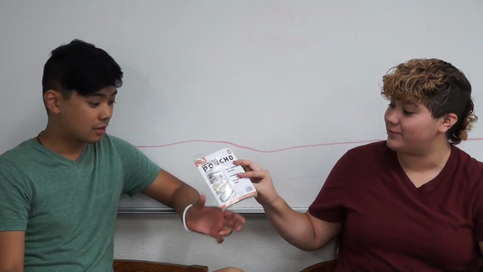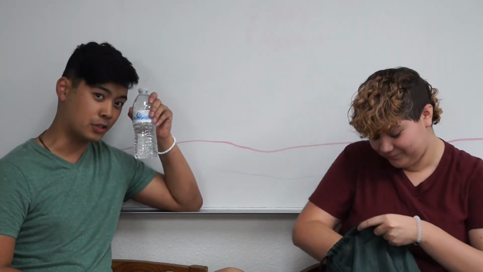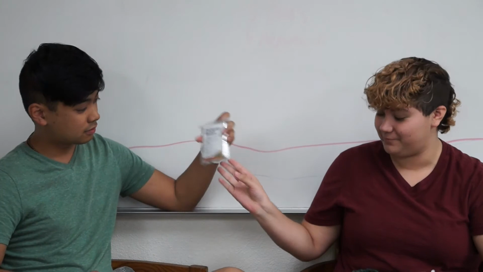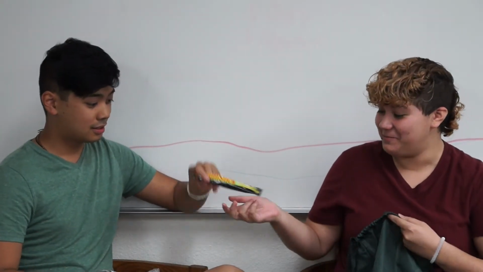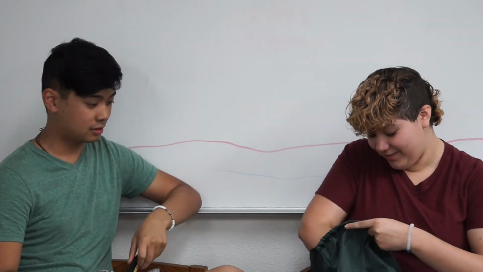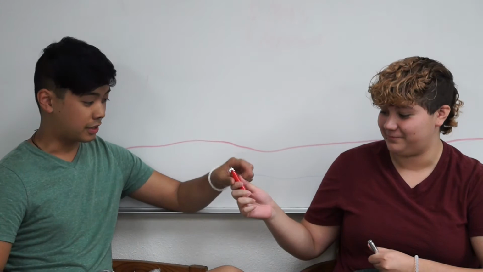Yes. We have a poncho in case it rains. Very important. Water when you get thirsty. An emergency blanket, for when you need to get warm, obviously. A light stick, for light. Lastly, we have a flashlight. Mm, a lighter. Can't go anywhere without that.